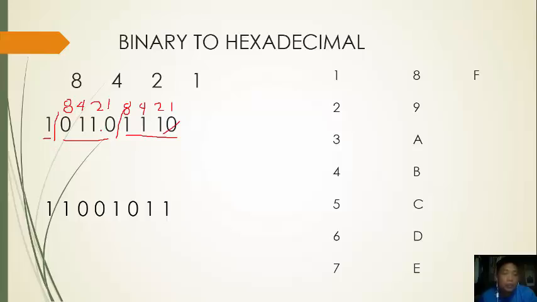Cross out the 0s. 2 plus 4 equals 6. 6 plus 8 is equivalent to 14. What is the equivalent of 14 in hexadecimal? 14 is equivalent to letter E. So, we change this to letter E. Then, next, we have 2 plus 4 is equal to 6. Then, for the remaining 1, we just bring that 1 down. Our first example is equivalent to 1, 6, and letter E.